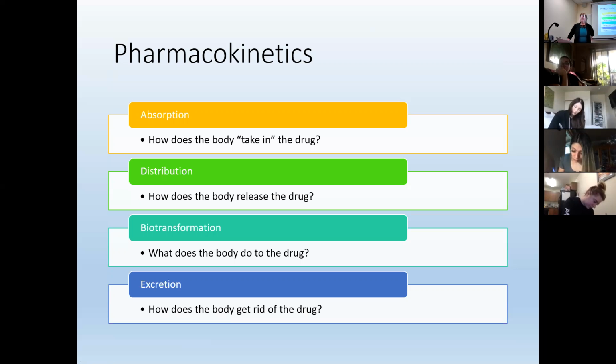Yes? Is biotransformation the same as metabolism? Metabolism is part of biotransformation. Okay. Any other questions? I forgot what's the A? Absorption.